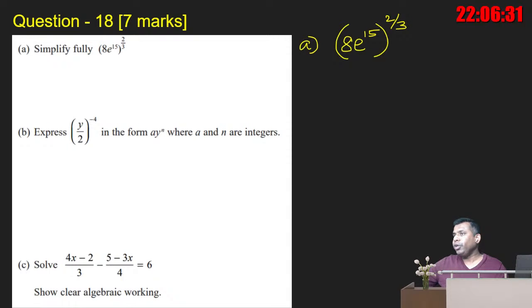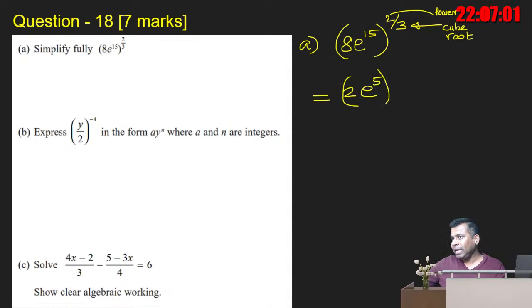So first you need to start with the bottom number. That is the cube root. So this bottom 3 is the cube root, and this 2 is the power, right? So when you are taking the cube root, the cube root of 8 is 2 and the cube root of e to the power 15 is going to be e to the power 5, right?